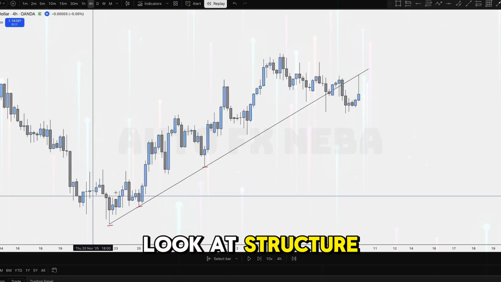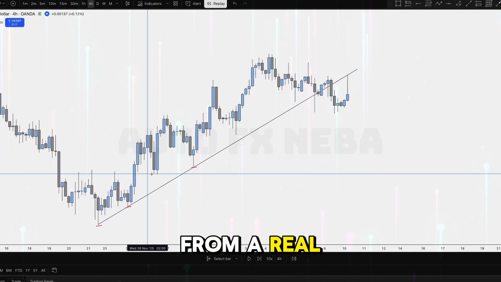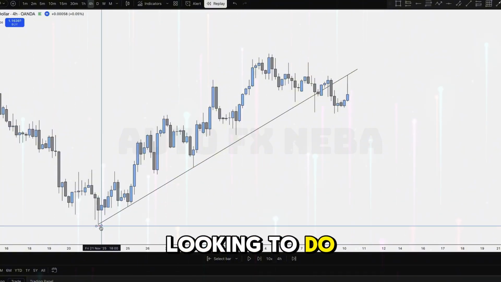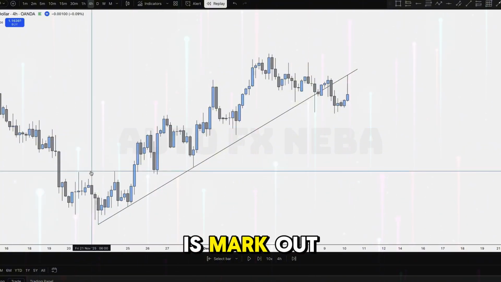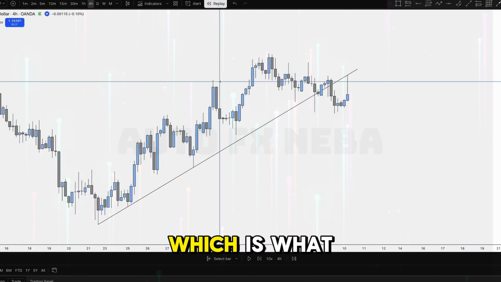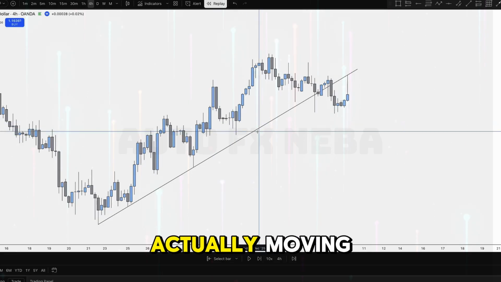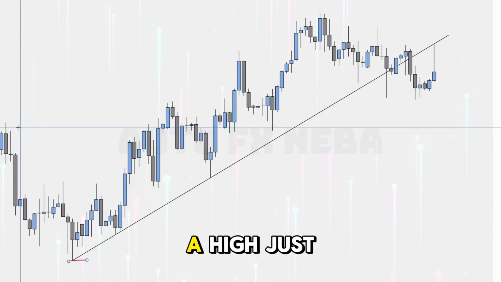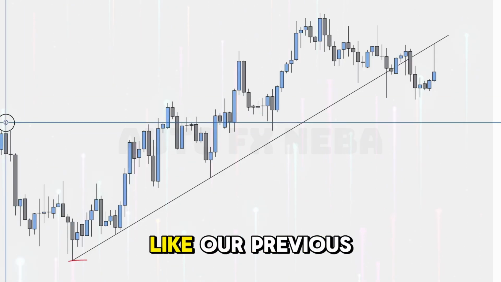So if we look at structure from this point onwards, from a real high-low structure perspective, which is raw price action, what we are looking to do to determine the direction of a trend is mark out the highs and the lows and see which way overall the real price, which is what is being printed by candles, is actually moving. Now in question here, that would be, here is our low. We have a high just here as well. So this is like our previous high.